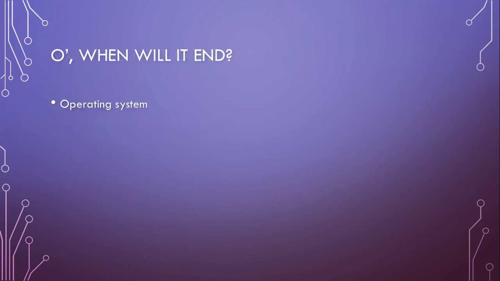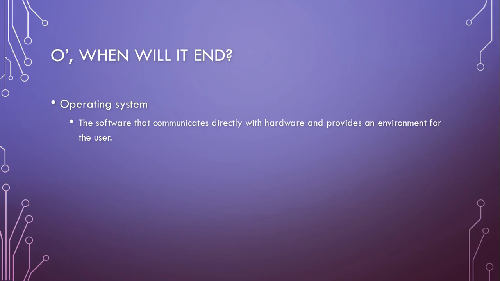Next up is the operating system. This is the software that communicates directly with hardware and provides an environment for the user. So this is things such as Windows, Mac, Linux, Android, iOS. Those are all operating systems. They are the thing that allows you to interface directly with the computer.